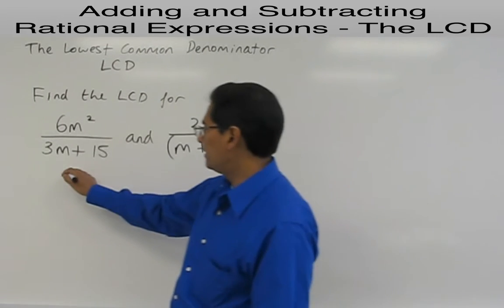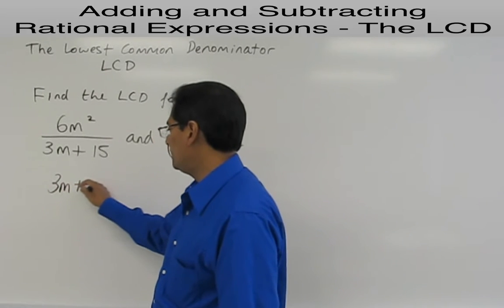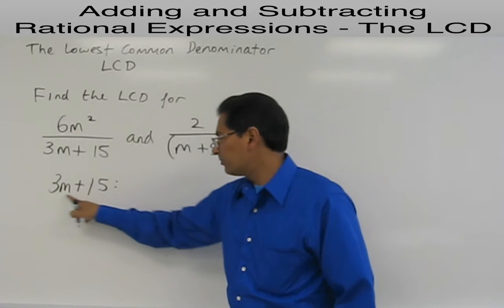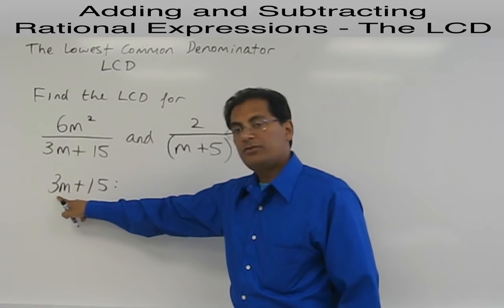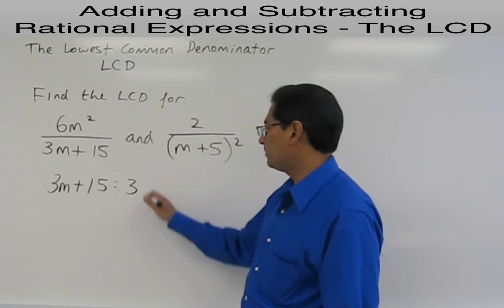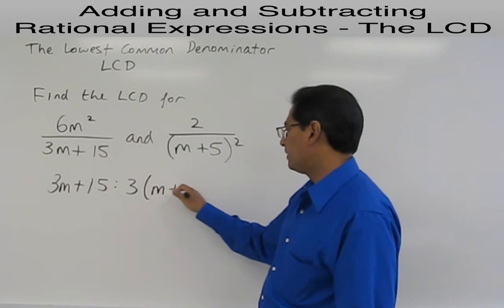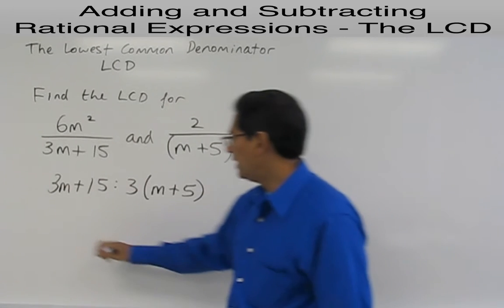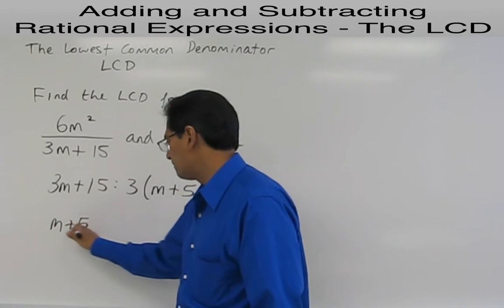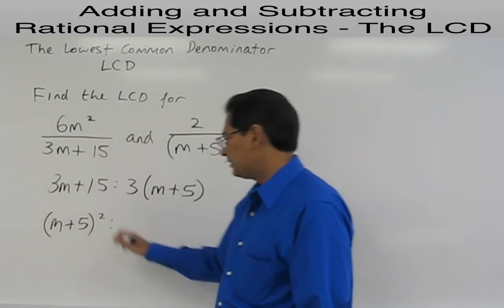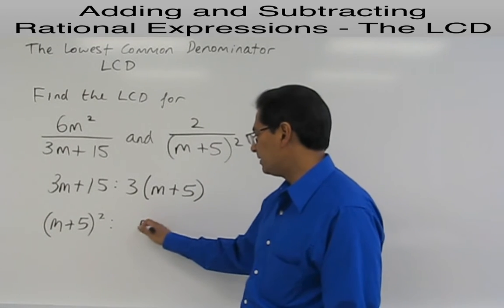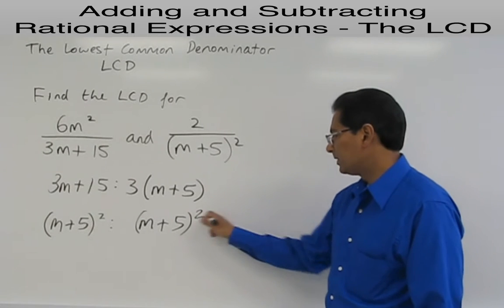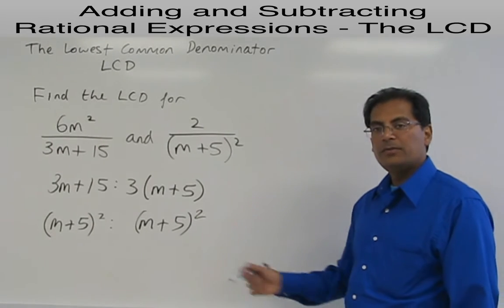The first denominator, 3m plus 15, factors: we can factor out a 3, which is common to both terms. That becomes 3 times m plus 5. 3 times 5 is 15. Similarly, m plus 5 squared is actually m plus 5 multiplying by itself, so there's no further we can go on that.